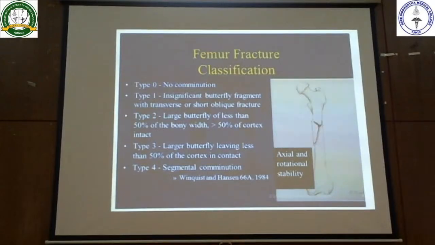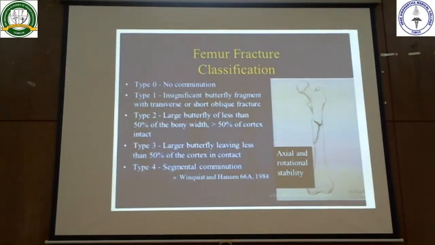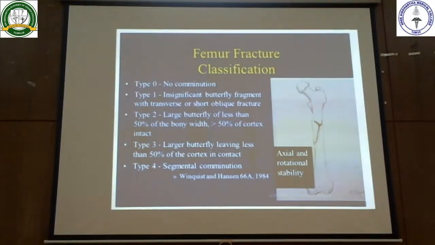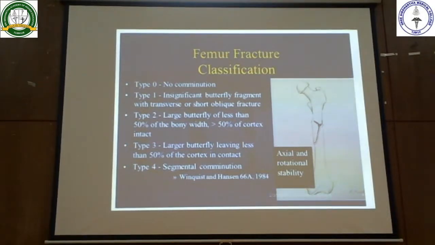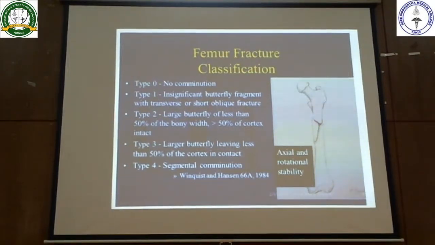So you can see here, type 1 is an insignificant butterfly fragment, whereas type 2, which obeys these criteria, that is less than 50% of the bony width and more than 50% of the cortex is intact. That is what is called a type 2. Type 3, it becomes even bigger. The butterfly fragment becomes even bigger, which leaves less than 50% of the cortex in contact.